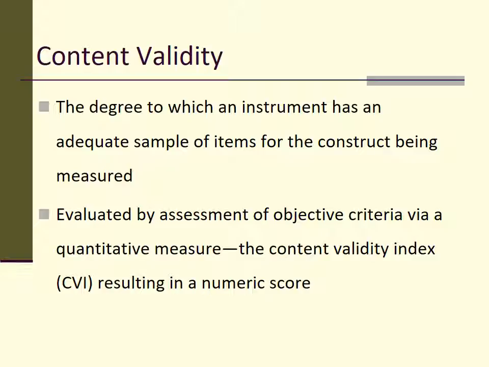Content validity is the degree to which an instrument has an adequate sample of items for the construct being measured and adequately reflects the construct domain under study. It is generally evaluated by assessment of objective criteria, often via a quantitative measure, the Content Validity Index or CVI, that can result in a numeric score.